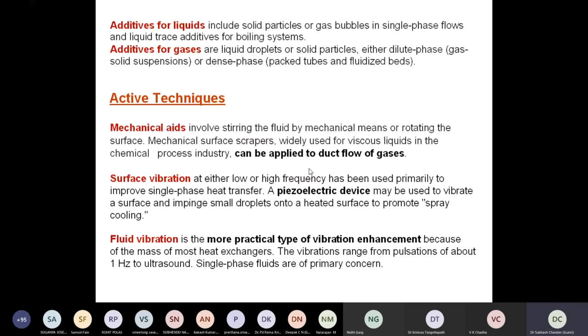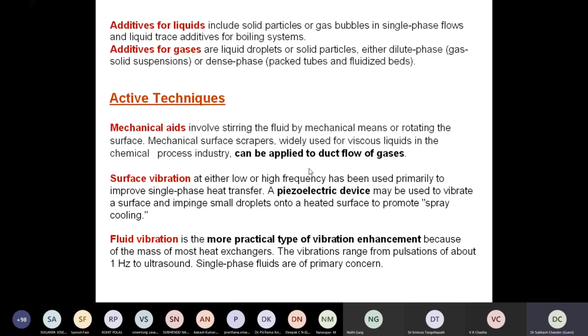Surface vibration is another technique, at either low or high frequency, and has been used primarily to improve single phase heat transfer. A piezoelectric device may be used to vibrate the surface, along with small droplets. Like that, surface vibration can create some disturbance in the fluid, and ultimately heat transfer enhancement can be seen, right?